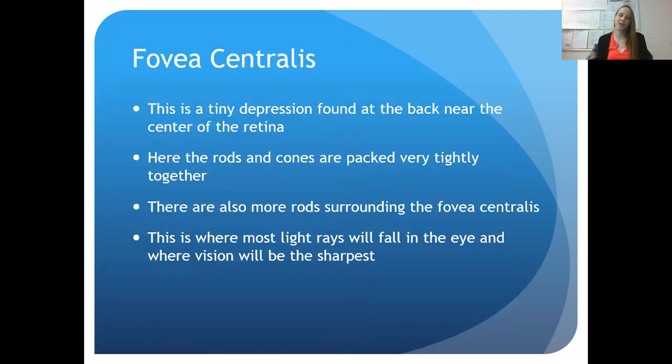And then the fovea centralis is a little tiny indent at the back of the eye, right in the center of the retina. And here is where we find a really high concentration of rods and cones. Cones mostly packed right into the fovea centralis, rods surrounding the fovea centralis, and this is where your vision will be sharpest. So that is why your lens is trying to focus the light right on your fovea centralis so you can see more clearly.